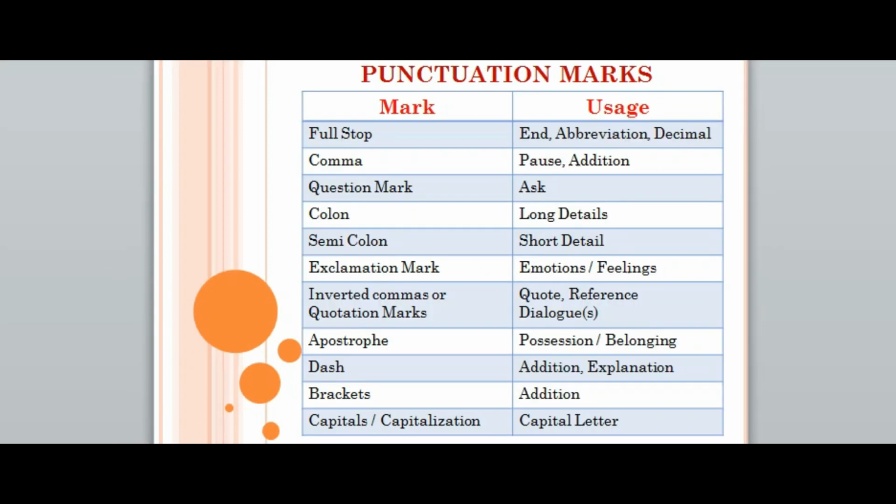Now let's have a very quick view of punctuation marks and their usage. Number 1, full stop. We use it to show the end of a simple sentence or a declarative sentence, or the abbreviations, which is the short form, or the decimal.